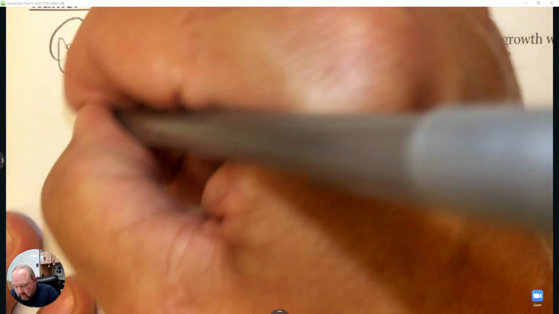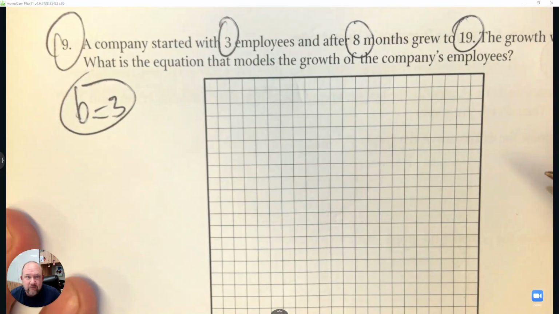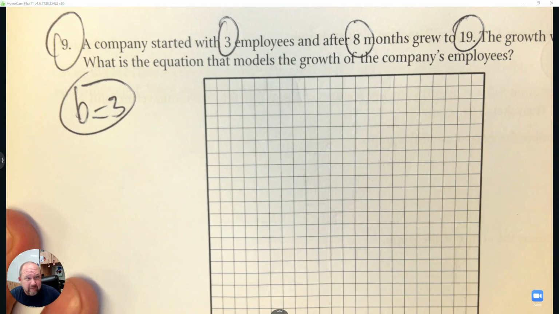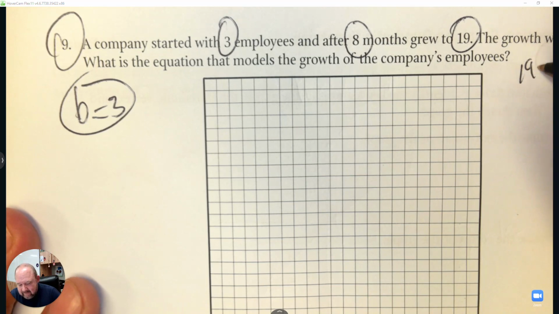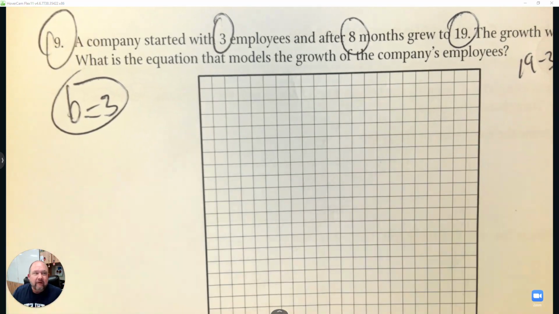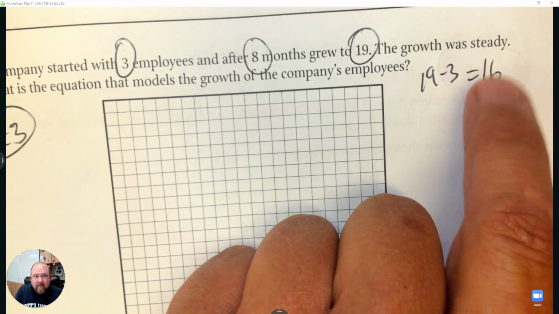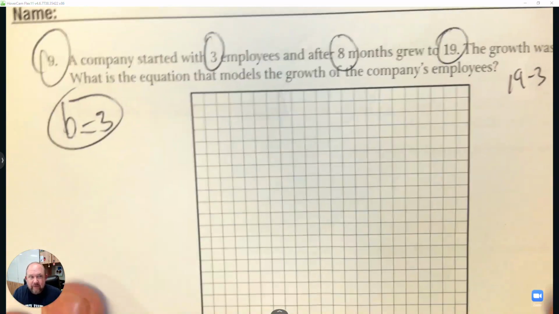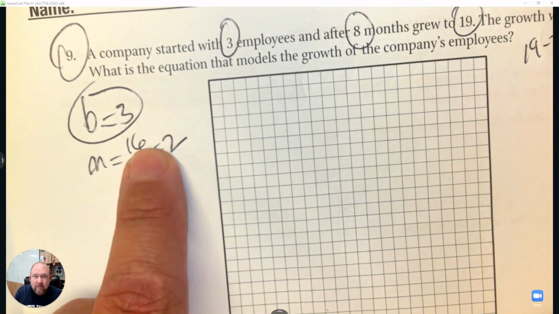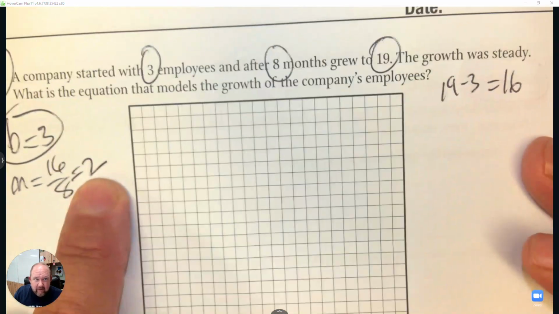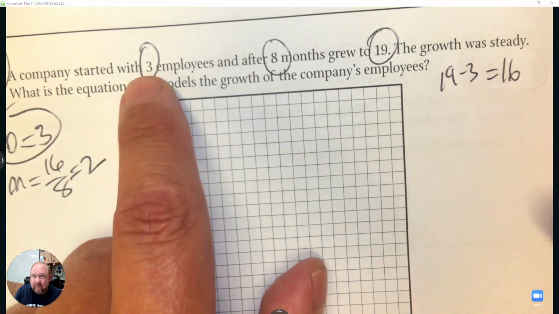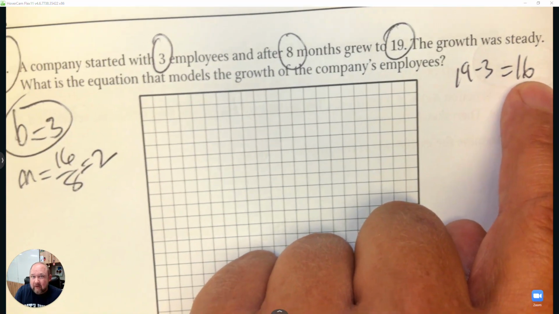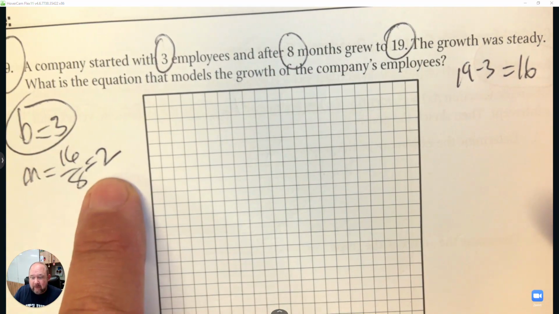And so our starting value is 3, and for our slope, after 8 months it grew to 19. So if I go 19 take away 3, that means the company grew 16 more in 8 months. So the slope would be 16 over 8, which is 2 employees on average every month. So know where I got 16 from. We started with 3, ended with 19. So how much did you grow? That was 16 you grew. Over how many months? So 16 over 8 would give me the slope.